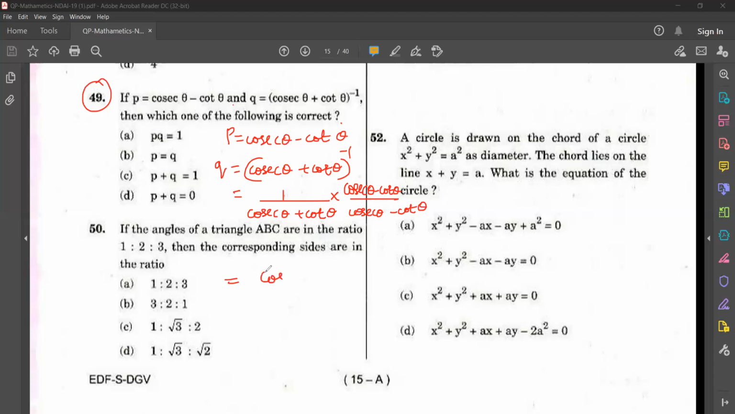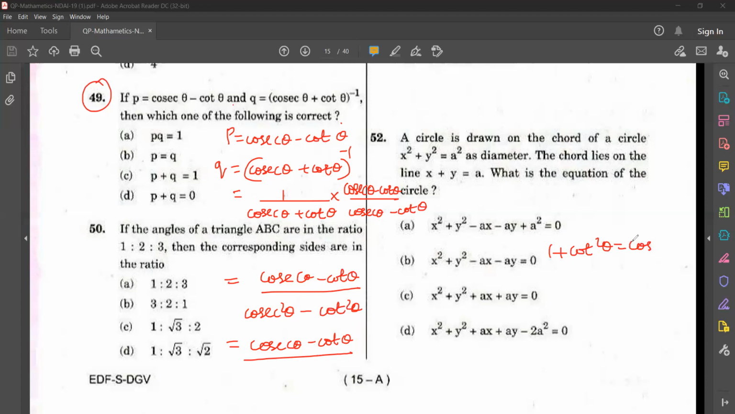The numerator will become cosec theta minus cot theta. Denominator, a plus b into a minus b, that is a square minus b square, that is cosec square theta minus cot square theta. So that is (cosec theta minus cot theta) divided by cosec square theta minus cot square theta. Remember the identity: 1 plus cot square theta is cosec square theta. So cosec square theta minus cot square theta is 1, isn't it? So the answer is cosec theta minus cot theta, that is nothing but P.